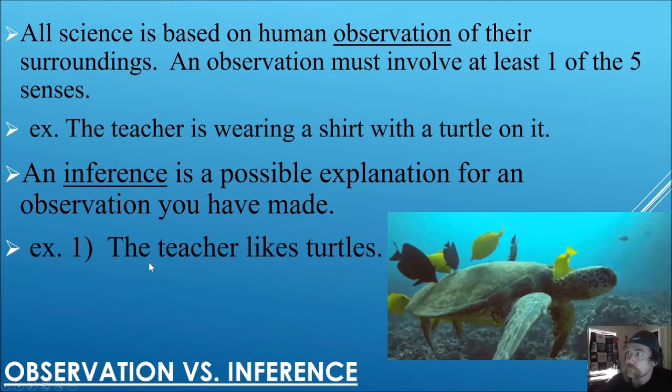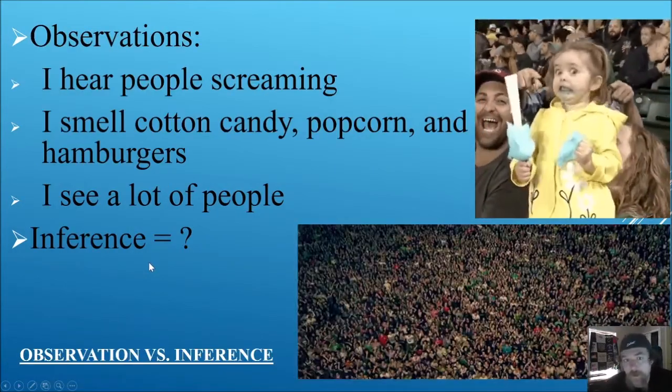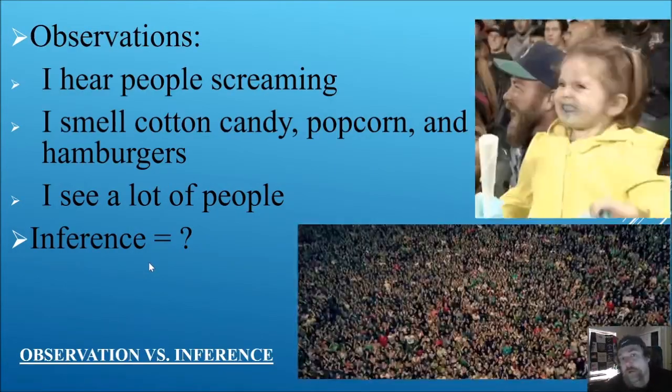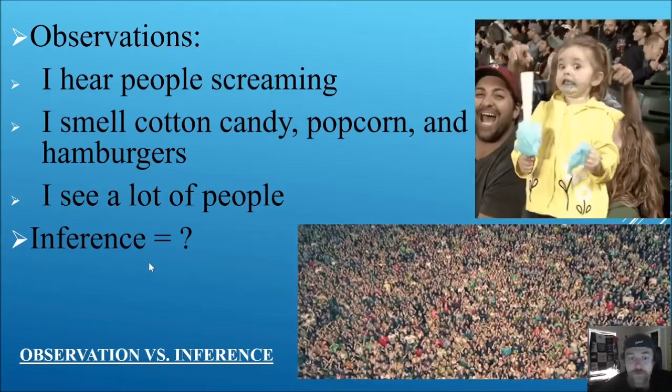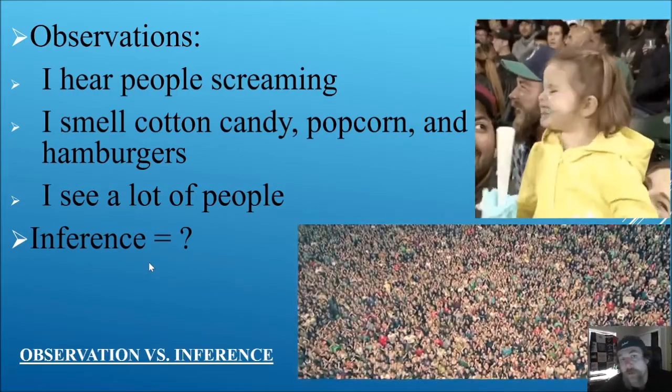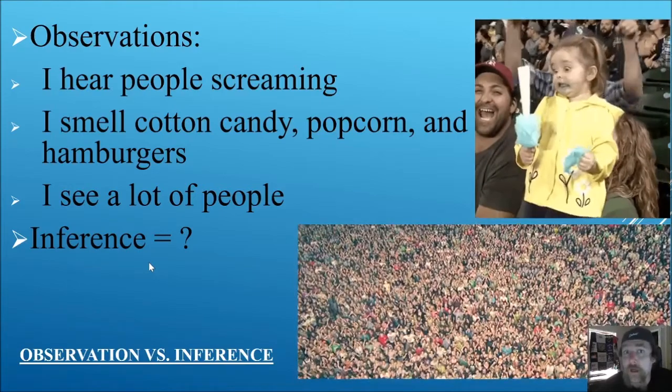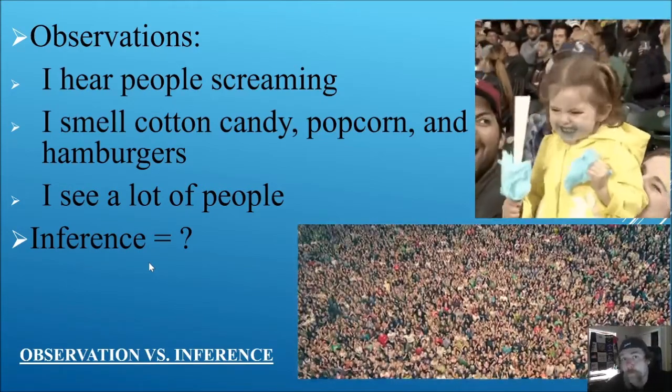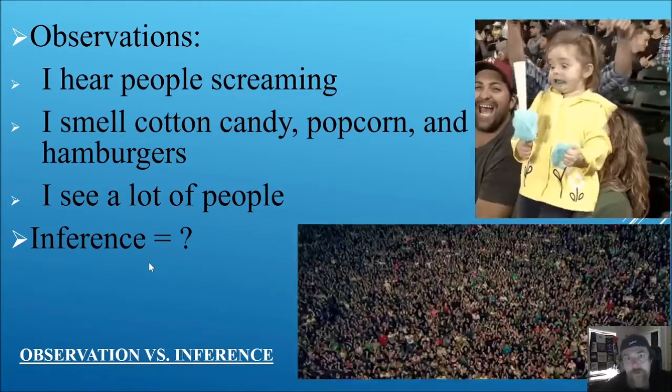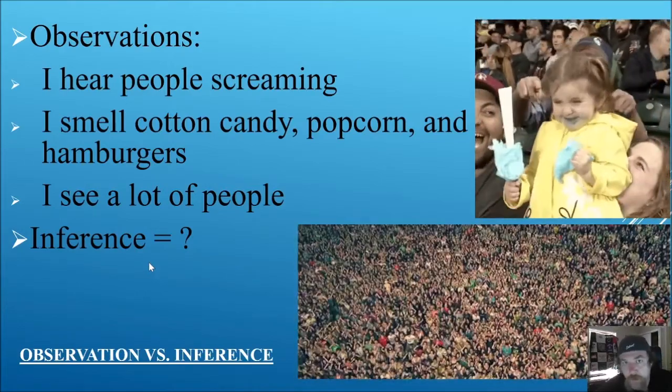All right, so I'm going to give you some observations. Observation 1, you hear people screaming. Observation 2, you smell cotton candy, popcorn, and hamburgers. Observation 3, you see a lot of people. What's your inference? What is your possible explanation for what is going on?